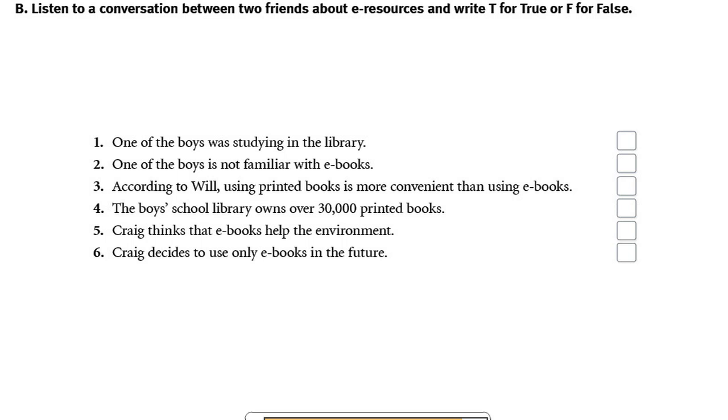You know, now that I think about it, there is one other advantage in using e-books. What's that? They're environmentally friendly. You don't need to cut down trees to make an e-book, do you? No, you certainly don't. Thanks for letting me know, Will. I might think about using e-books for my next project.